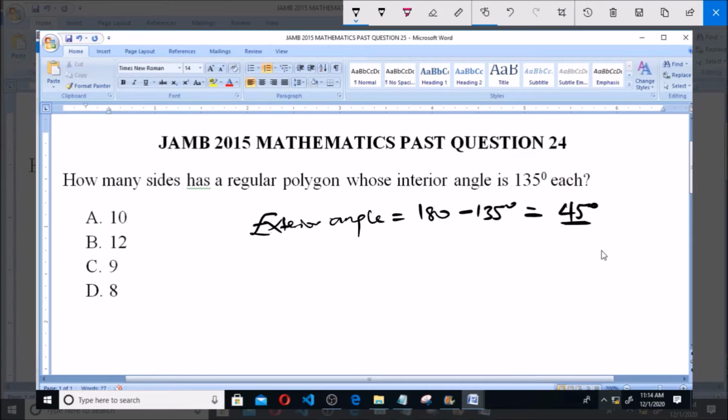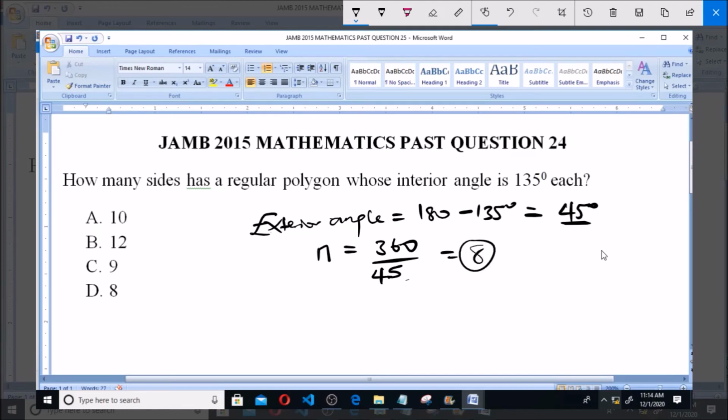Now since one exterior angle is 45 degrees, we can determine the number of sides this regular polygon has. Let the number of sides be n. That means n is equal to 360 over 45. This is because the sum of the exterior angles of a regular polygon gives us 360. So the number of sides will be equal to 360 over one exterior angle, and 360 divided by 45 will give us 8.